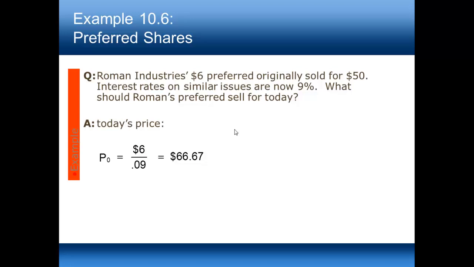So again, today's price for a $6 preferred dividend, 9% is the rate of return. So $6 divided by 0.09 gives me $66.67.